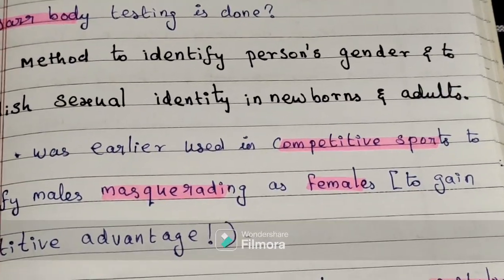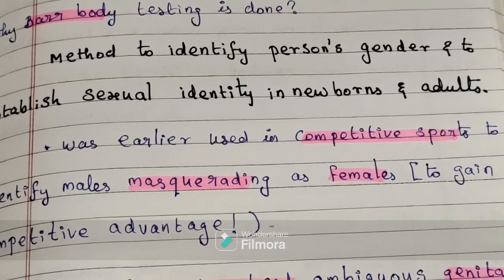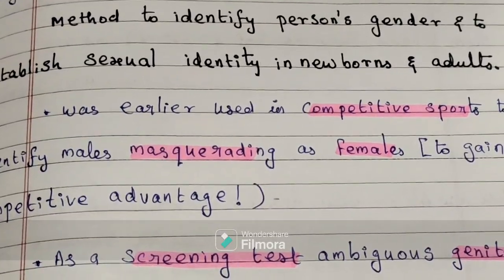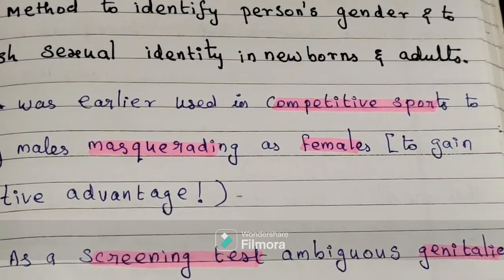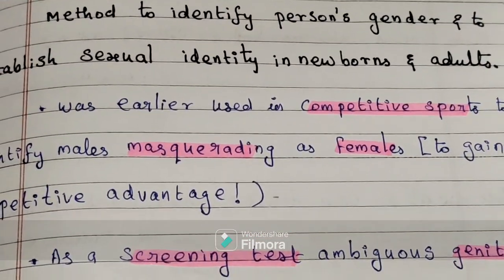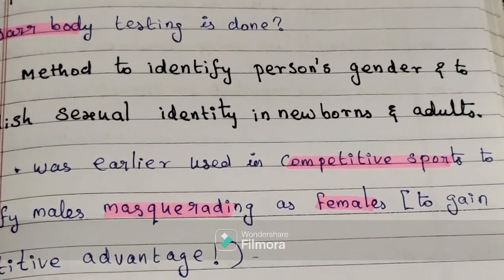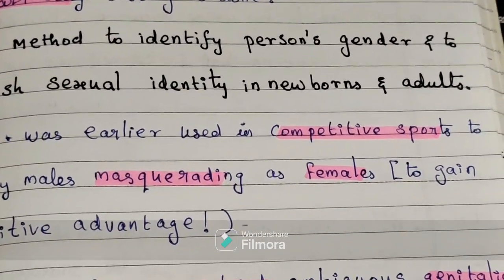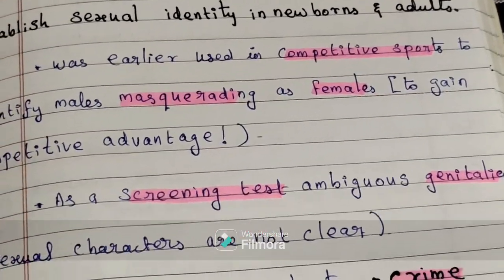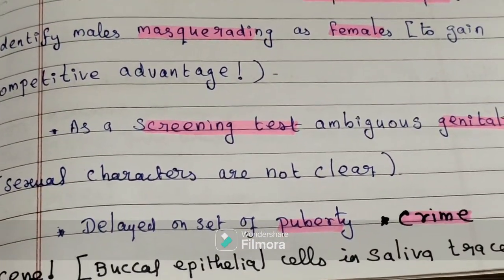Then this method was earlier used in competitive sports to identify males masquerading as females to gain competitive advantages. Though this particular test is not being done routinely, it was a method to identify a person's gender. As a screening test when genitalia and sexual characters are not clear.